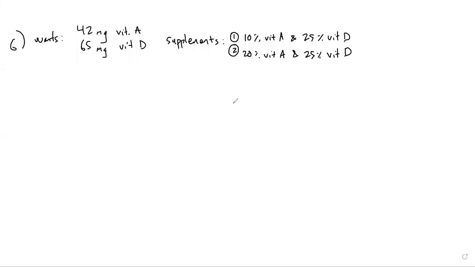Here we want to basically find how much of each supplement this zookeeper needs to give to the animal in question, so that 42 milligrams of vitamin A are combined in the supplements and 65 milligrams of vitamin D are in the supplements, given the distributions that we've been provided in the question. So what we're going to do is assign some variables.